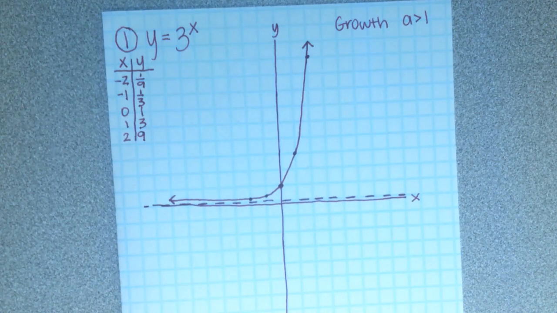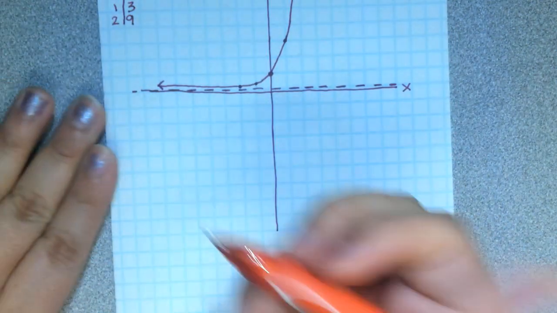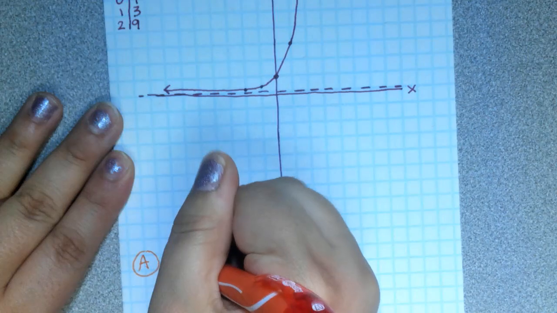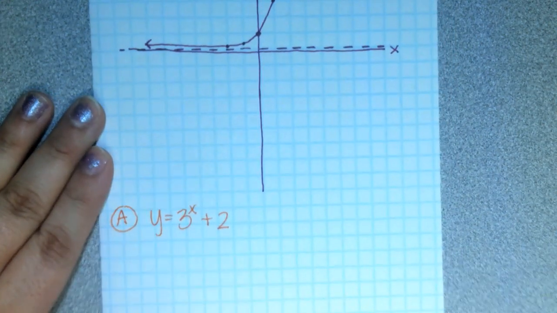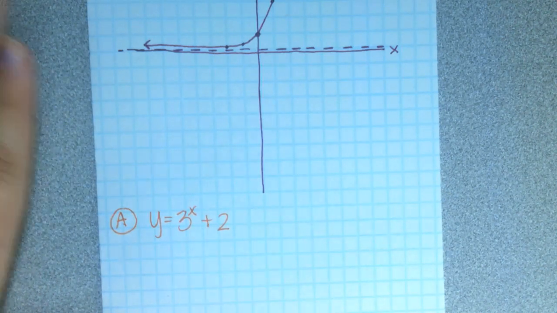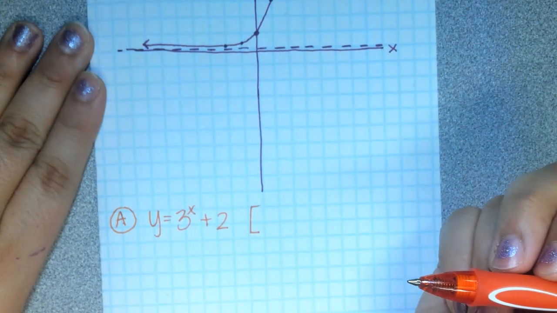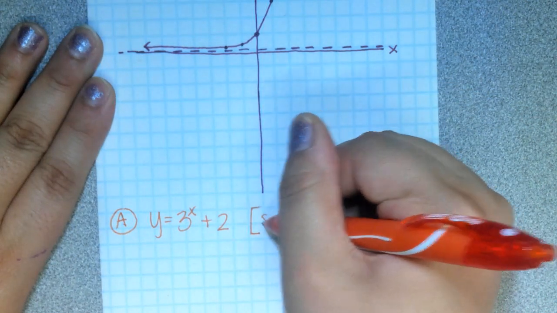All right. I would like you to get a colored pencil. And down below, I am now going to do example A. Y equals 3 to the x plus 2. What transformation is going to happen here? What'd you say? I didn't hear you. Oh, up 2. I'm going to shift up 2.